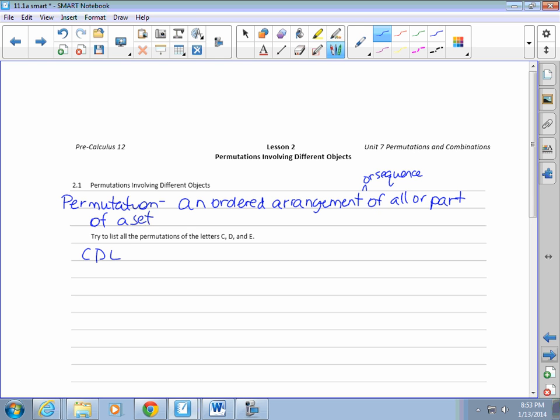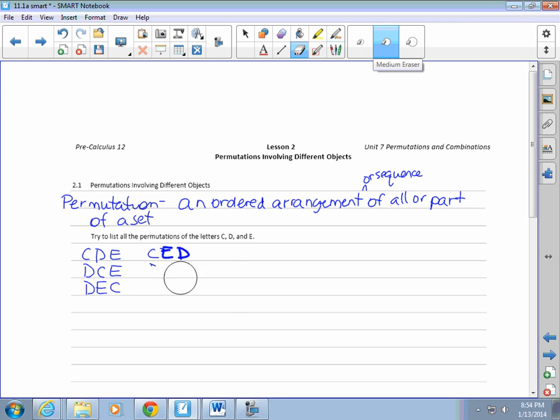Well, I could have C, D, E. I could flip my first and last letter, so I could have D, C, E. I could move my E to the middle and have D, E, C. So if I have C, D, E, I could have C, E, D. Then starting with D, I could have D, C, E and D, E, C. I could also have E, D, C, or I could have E, C, D.